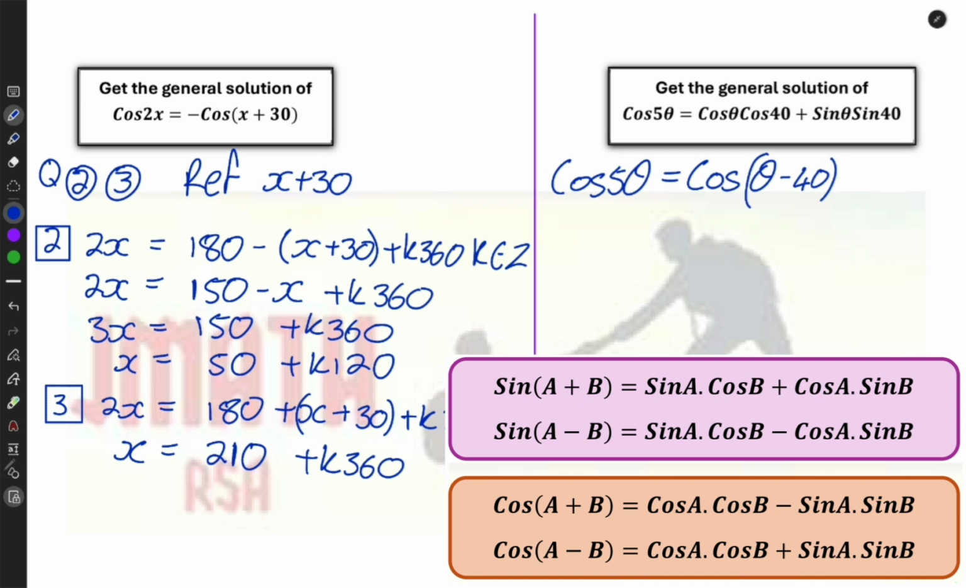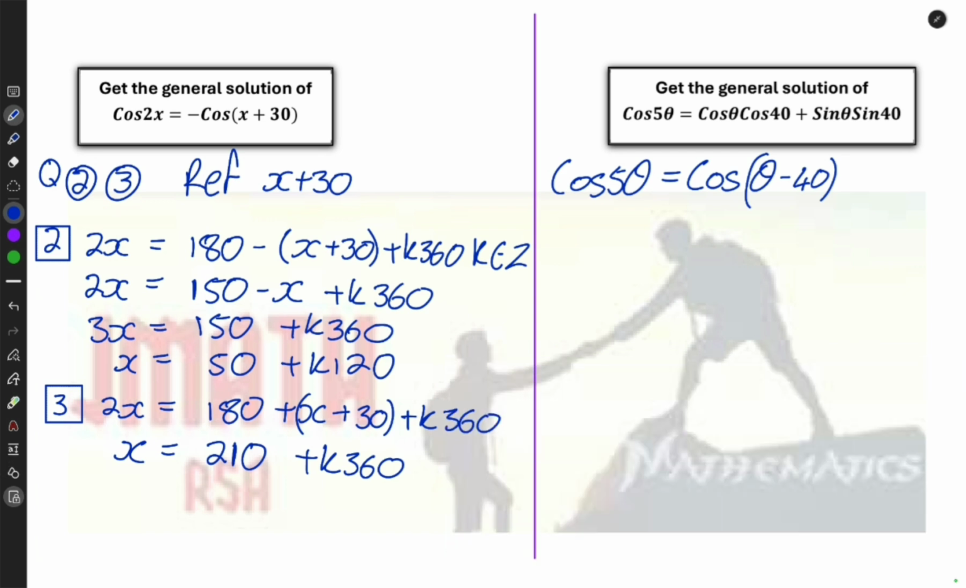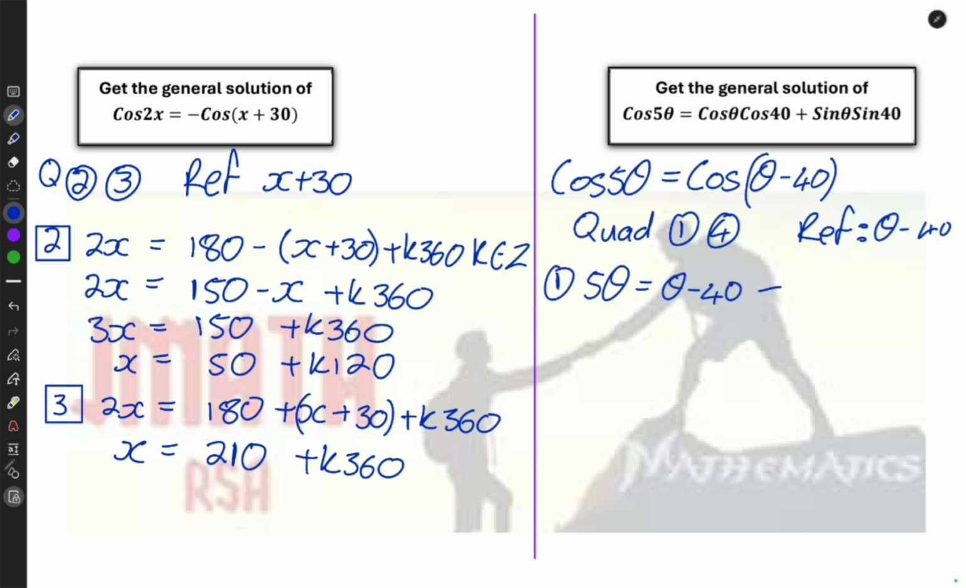And now I can just follow the same steps as the example to the left. So my quadrants: cos is positive, so it's quadrant 1 and quadrant 4. The reference angle is the right-hand bracket, so theta minus 40 is my reference angle. In quadrant 1, it is 5 theta equal to just the reference angle, so theta minus 40 plus k 360. I can take this over and this becomes 4 theta is equal to minus 40 plus k 360, and then divide by 4, so theta is equal to minus 10 plus k 90. That's the answer for quadrant 1.